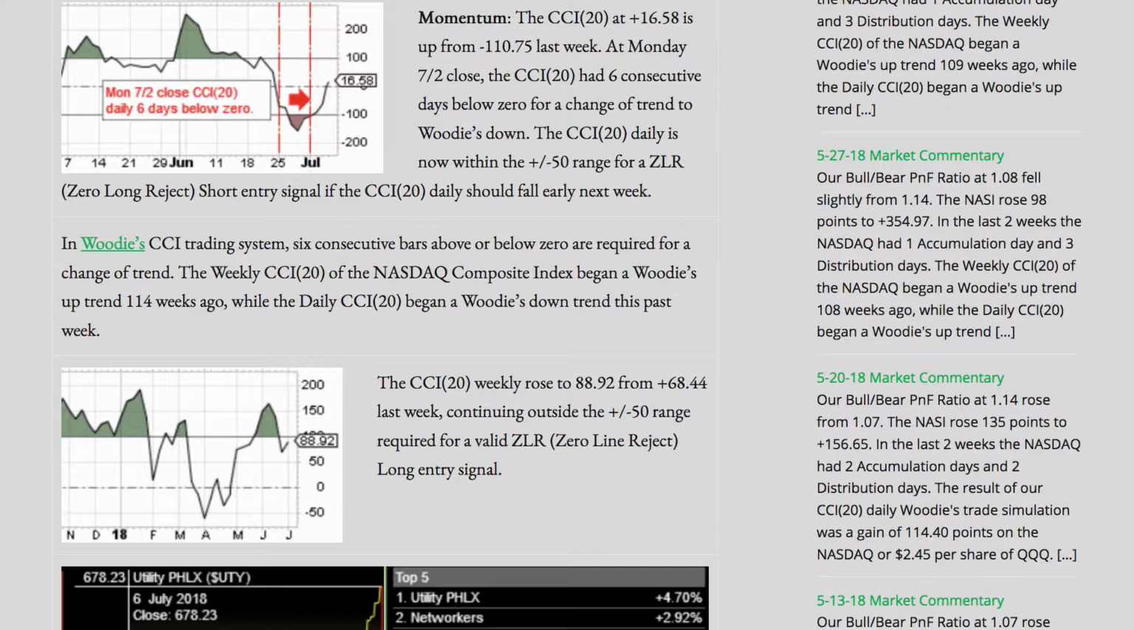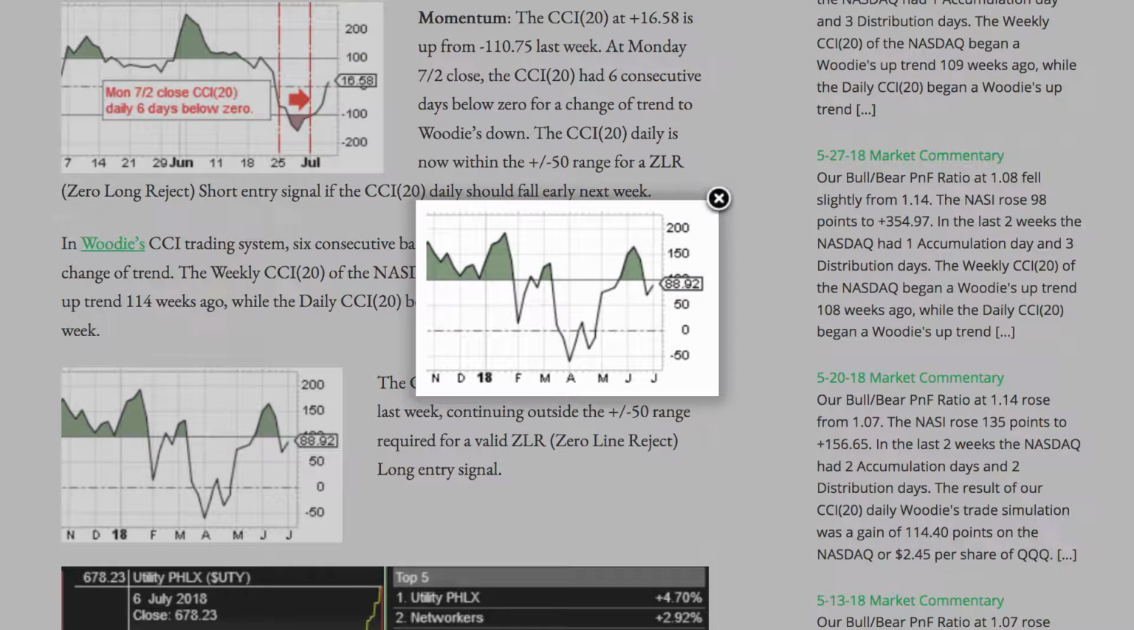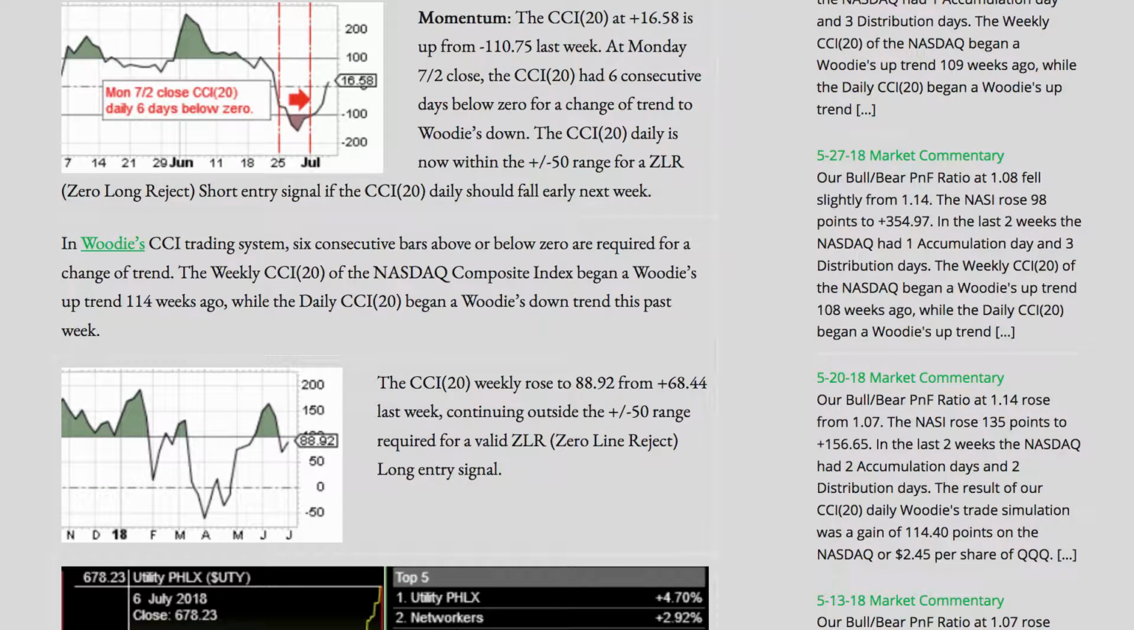The weekly CCI 20 of the Nasdaq Composite Index began a Woody's uptrend 114 weeks ago, while the daily CCI 20 began a Woody's downtrend this past week. The CCI 20 weekly rose to 88.92 from 68.44 last week, continuing outside the plus or minus 50 range required for a valid zero-line reject long entry signal.